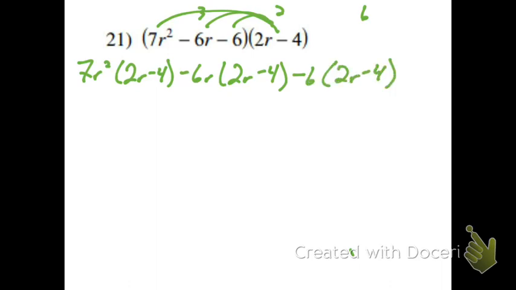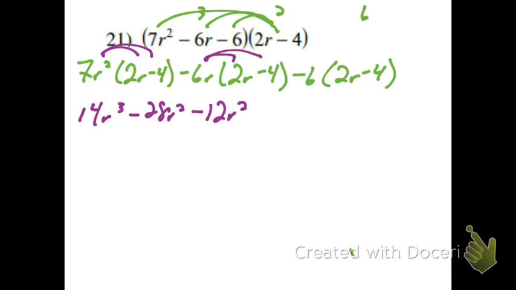So here we go. Let me change the color because green's kind of making me lose my mind. I have 14r to the third minus 28r squared minus 12r squared plus 24r minus 12r from here, and then that'll be a plus 24. So lots of 12s and 24s there, or at least a couple of them.